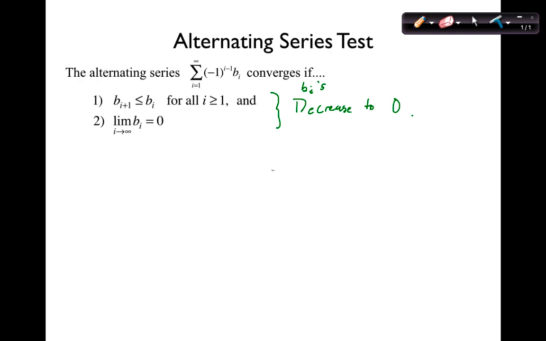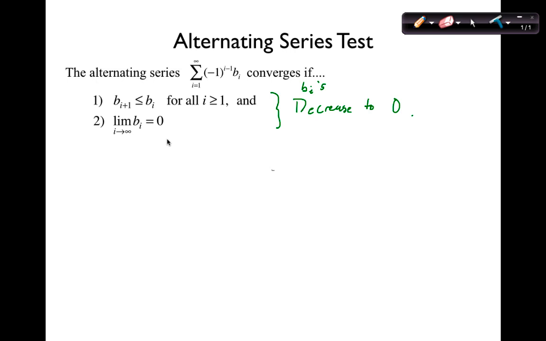Then it converges. So remember, if it wasn't alternating, we said this was necessary but not sufficient. The sequence has to go to 0 in order for the series to converge, but it wasn't enough. Well, now with an alternating series, that's enough because every other term is a minus.